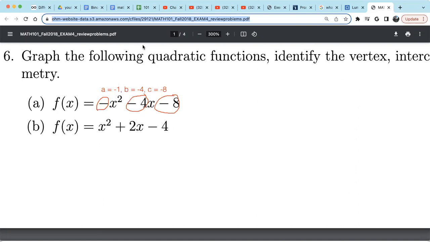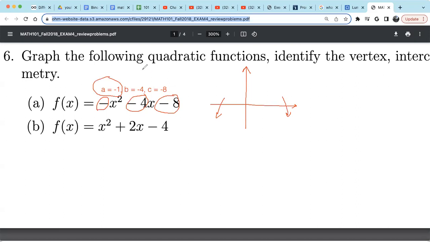Now, A decides the graph going upward or downward, right? Remember quadratic function, the graph, we only have two kinds. One is a downward parabola, the other is upward parabola. So the leading coefficient, A equals -1, that means we have downward parabola.